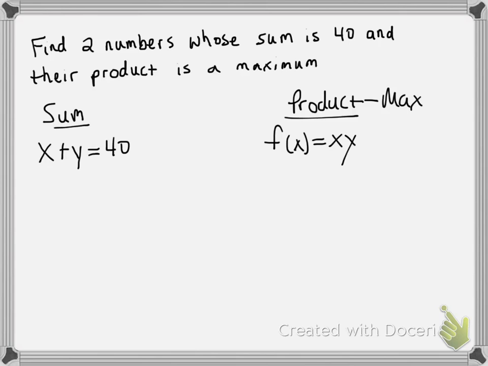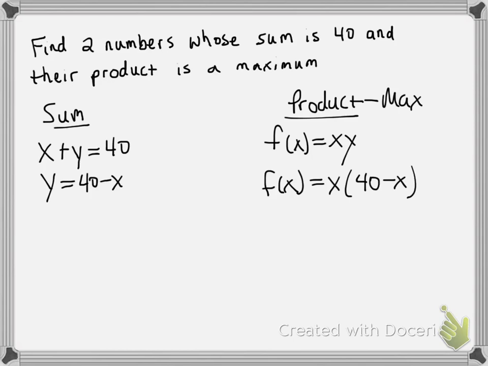All right, now, I'm not going to take the derivative of my product equation just yet. So that f of x equals x times y, I'm not going to work with that. I'm going to come over here to my sum equation, and I can solve for either x or y. Doesn't really matter. I'm going to solve for y. And now I'm going to use that, and I'm going to come over here to my product equation and substitute that in for y.